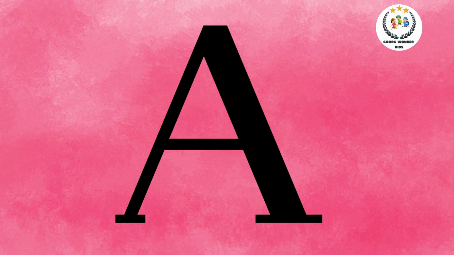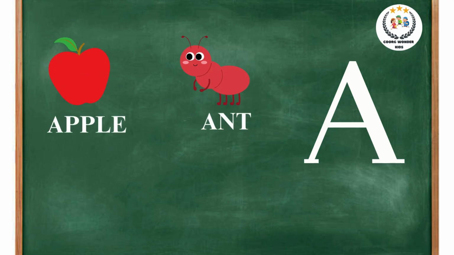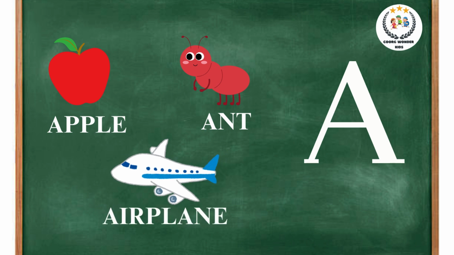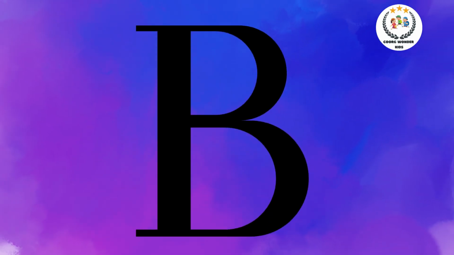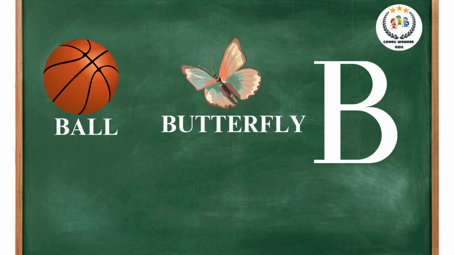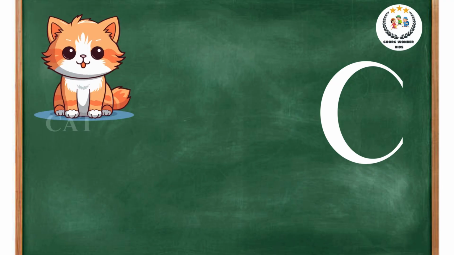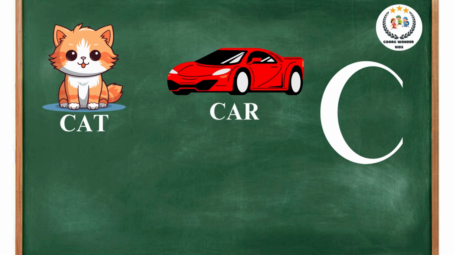A. A is for apple, ant, airplane. B. B is for ball, butterfly, boat. C. C is for cat, car, cake.